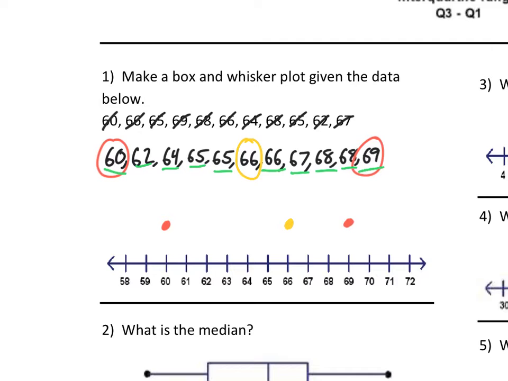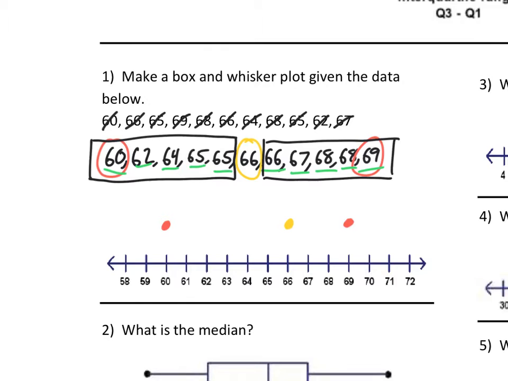Now I'm going to have to look at the median of my lower half and the median of my upper half. So to the left of the 66 I have circled there in yellow, I'm going to look at these numbers over here on this side. Then for the upper half, I'm going to look at this half right here.